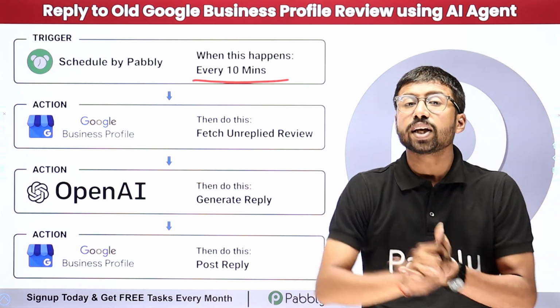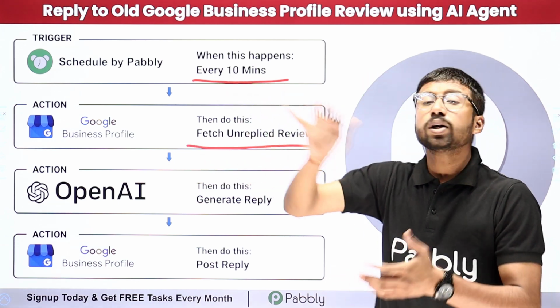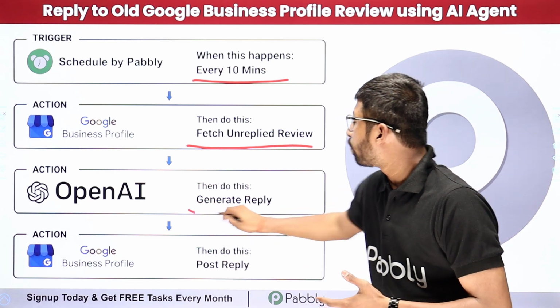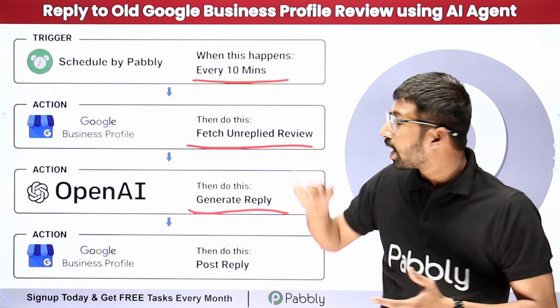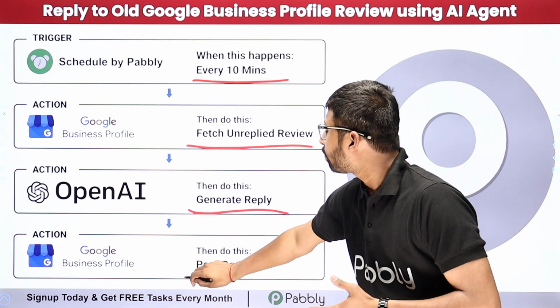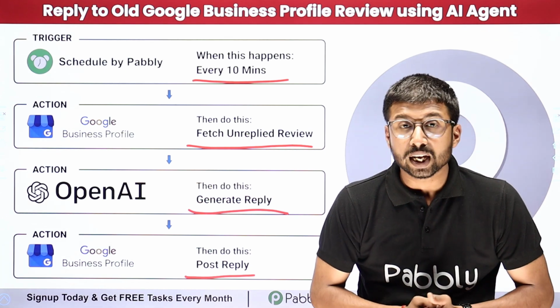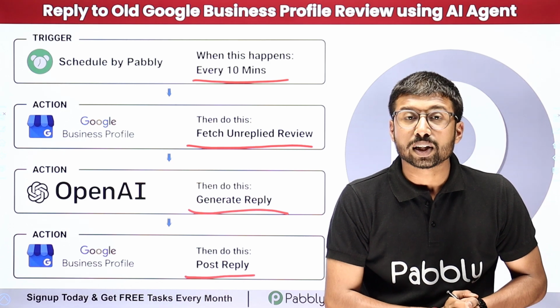Every 10 minutes, this AI agent will trigger and then it will fetch the unreplied review from our Google Business Profile. After that, this AI agent will send the same review to OpenAI and generate a reply for that review. After generating the reply, it is going to automatically post the same reply on that review. If you want, you can also tweak this AI agent to reply to the new reviews which you are getting on your Google Business Profile as well.